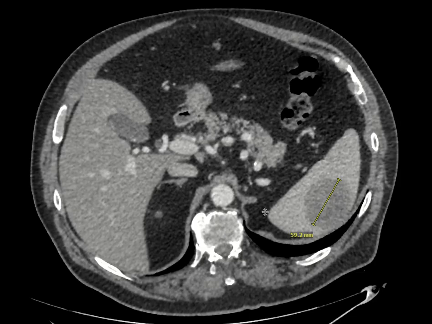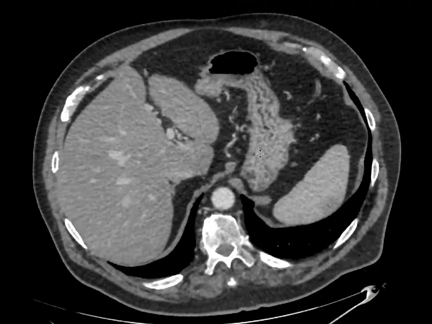In fact, there was a paper in Radiology that discussed this, and for patients who are asymptomatic, who aren't having any symptoms associated with a splenic lesion, it may be safe to not necessarily follow these up.